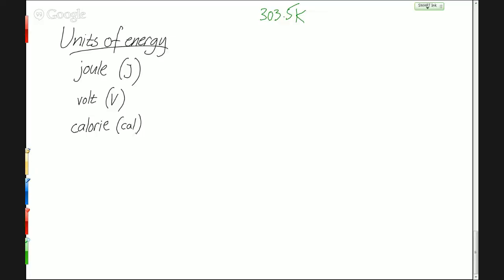And then that's kind of the big ones. I'm going to put a star next to these two because these are the ones we'll focus on, calorie and joule. Volt is really specific to electrical stuff, so we're not really going to get into that here.